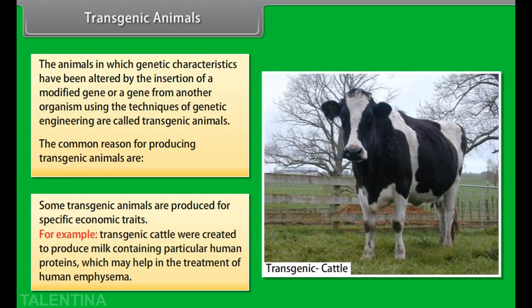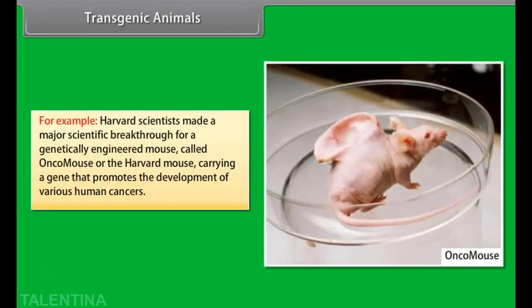For example, transgenic cattle were created to produce milk containing particular human proteins which may help in the treatment of human emphysema. For example, Harvard scientists made a major scientific breakthrough with a genetically engineered mouse called oncomouse or the Harvard mouse, carrying a gene that promotes the development of various human cancers.